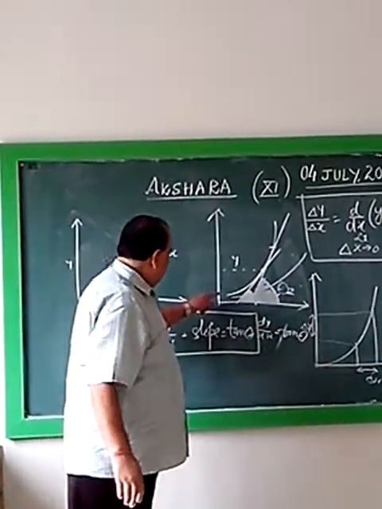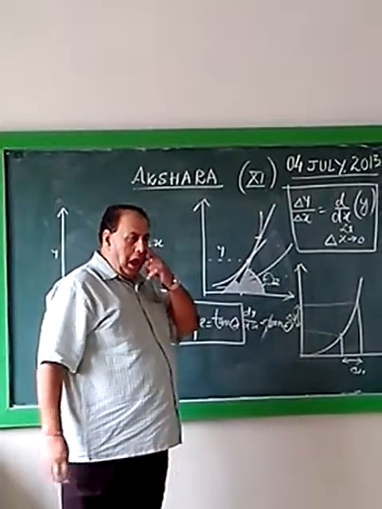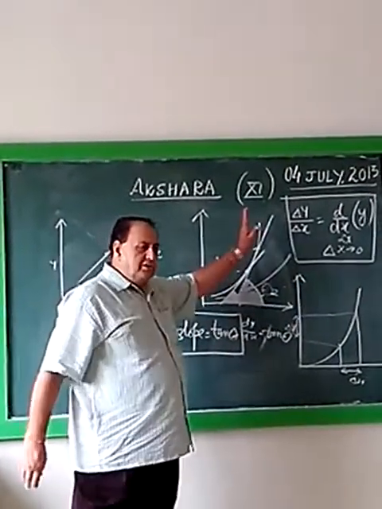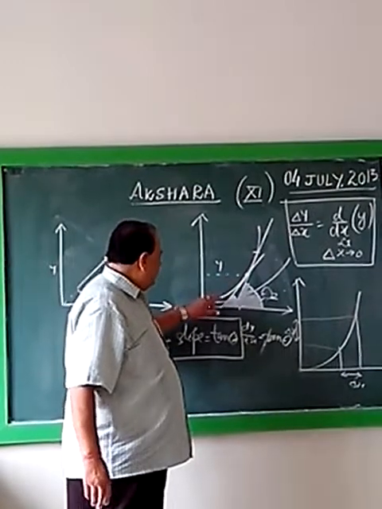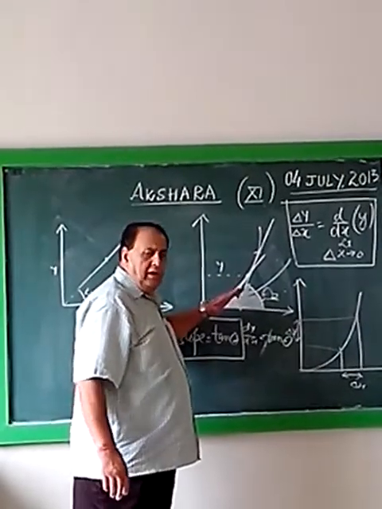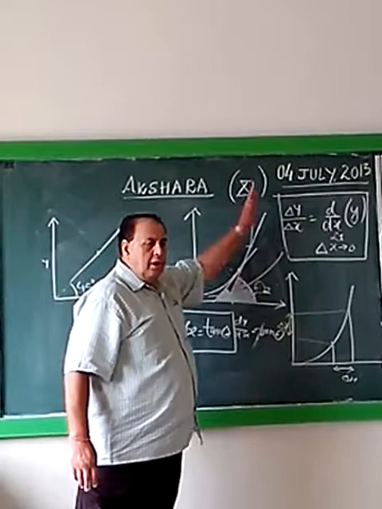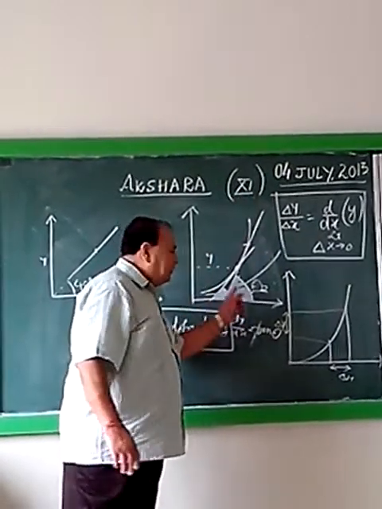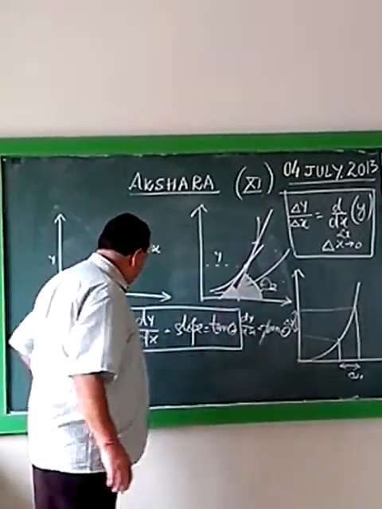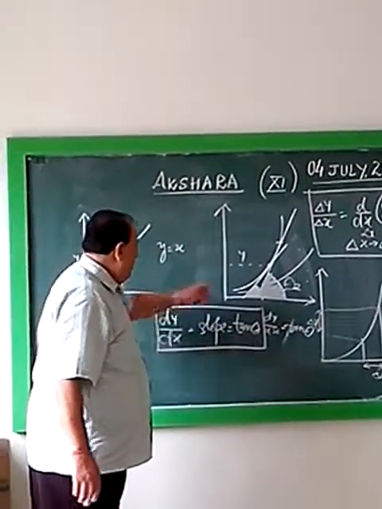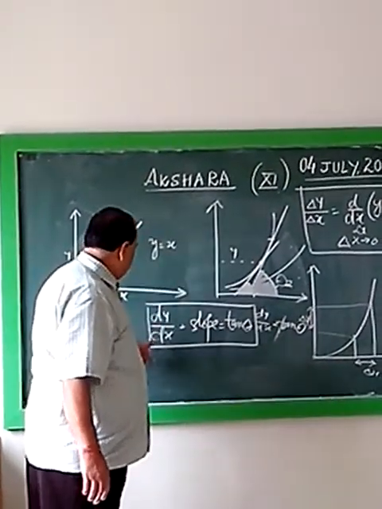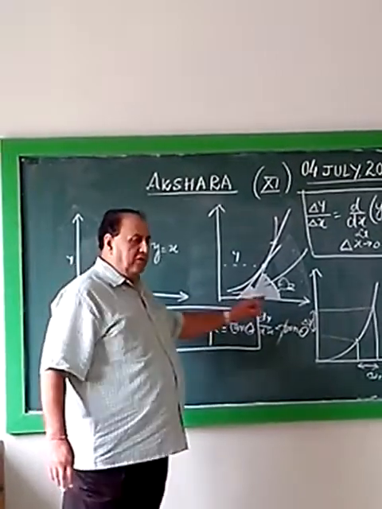So try to understand. When there is a curve like this, it's not a straight line. If you go on drawing the tangent here, it will take a curve like this. And the angle of the tangent with this will change. Slope will change, and I have just told you, slope is equal to the rate of change of the quantity on the y axis with respect to the change on the x axis.